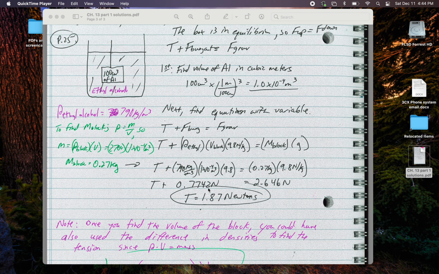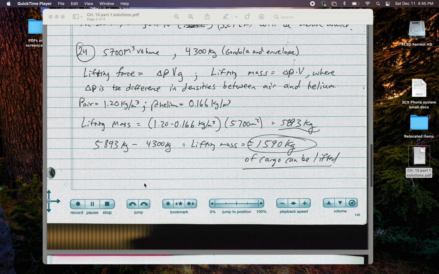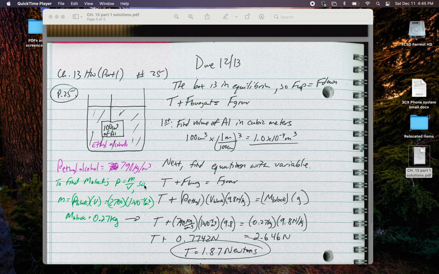For problem 25, which is the last one, we've got this thing on a string. It's 100 cubic centimeters of aluminum in ethyl alcohol. I looked up the density of ethyl alcohol earlier in the chapter. It was 790 kilograms per cubic meter. Density of aluminum, 2,700 kilograms per cubic meter. So similar to the problem with this balloon, except we're dealing with liquids and solids as opposed to two gases. In this case, I should have drawn a free body diagram.